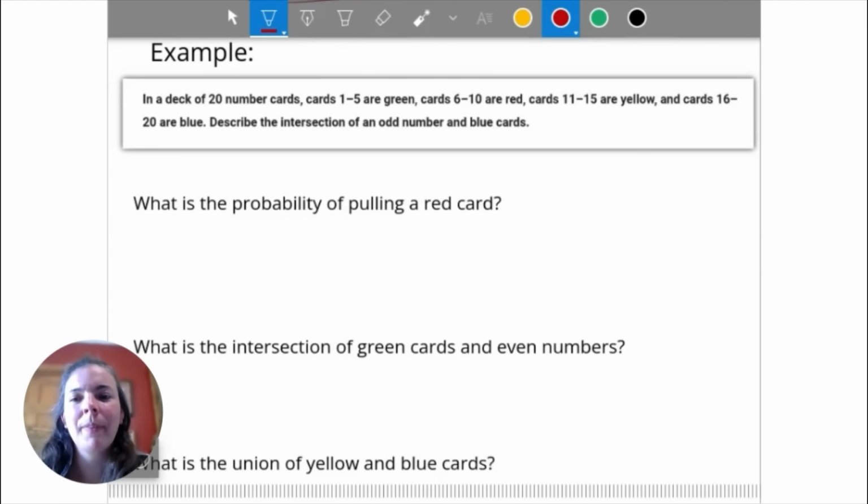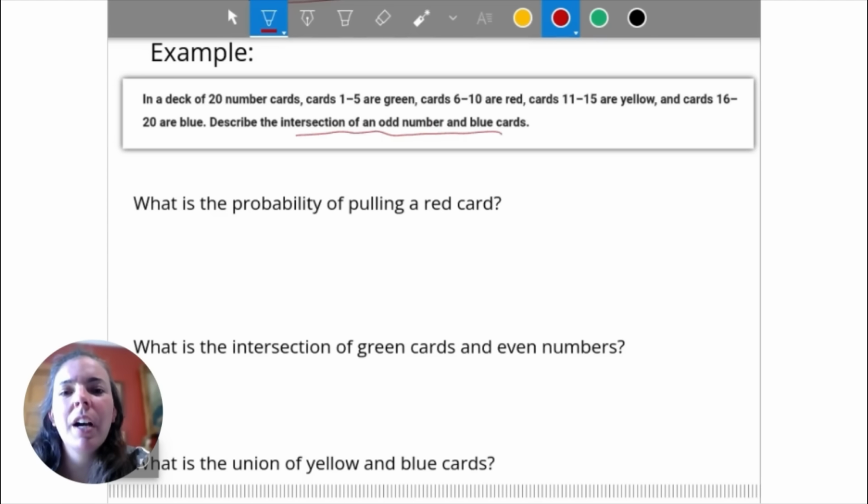Here is an example. In a deck of 20 number cards, cards 1 through 5 are green, 6 through 10 are red, 11 through 15 are yellow, and 16 through 20 are blue. Describe the intersection of an odd number and blue cards. And then I have a few other questions that I added here. Intersection means one that would be in both categories. So we need something that's an odd number and also blue. Blue cards go 16 through 20, so odd ones in that list would be 17 and 19. That would be the intersection, just these 2 cards, the only ones that are in both of those groups.